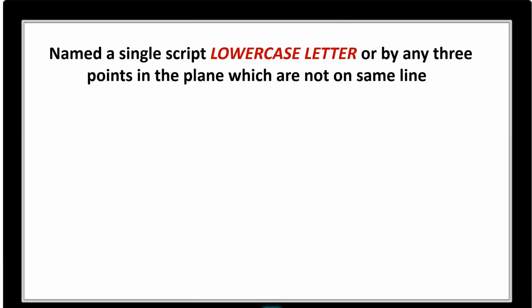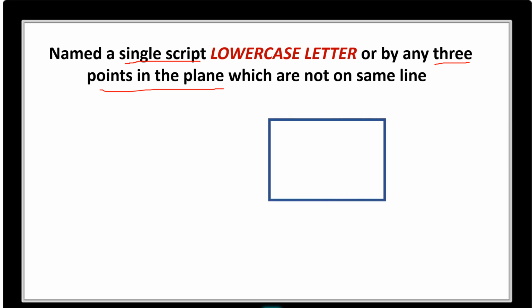A plane is named by a single script lowercase letter or by any 3 points in the plane which are not on the same line. So meron tayo ditong mahalagang word na dapat tandaan: single script and 3 points in the plane which are not on the same line. Single script lowercase. Let's have an example.